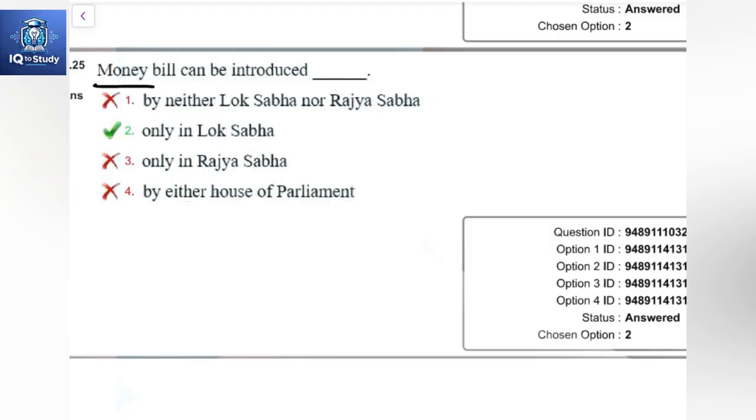Money bill can be introduced only in Lok Sabha. Article 110 deals with the money bills in the Constitution. It can be introduced only in Lok Sabha with prior approval from the President.